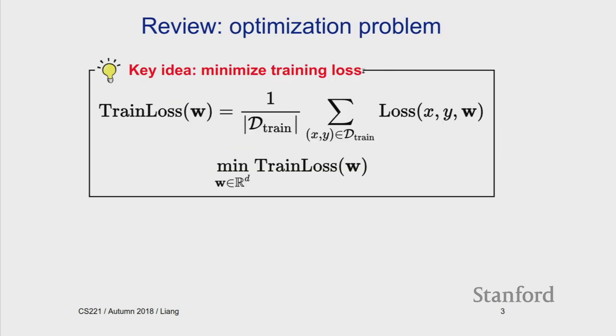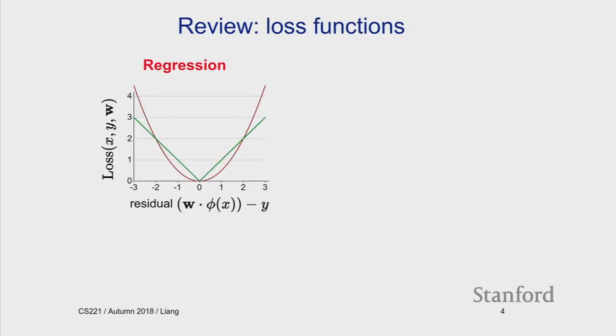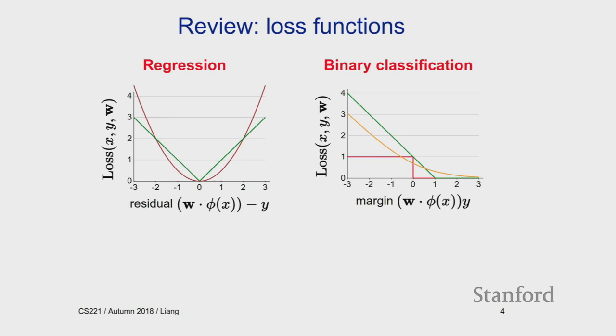So, peering inside, double click on loss. We talked about different types of loss functions for different purposes. We talked about regression, where the goal is to predict a number, for example, housing price. And we also talked about classification, in particular binary classification, where the goal is to predict a discrete label like, is it positive or negative? So is it spam or not spam, for example?